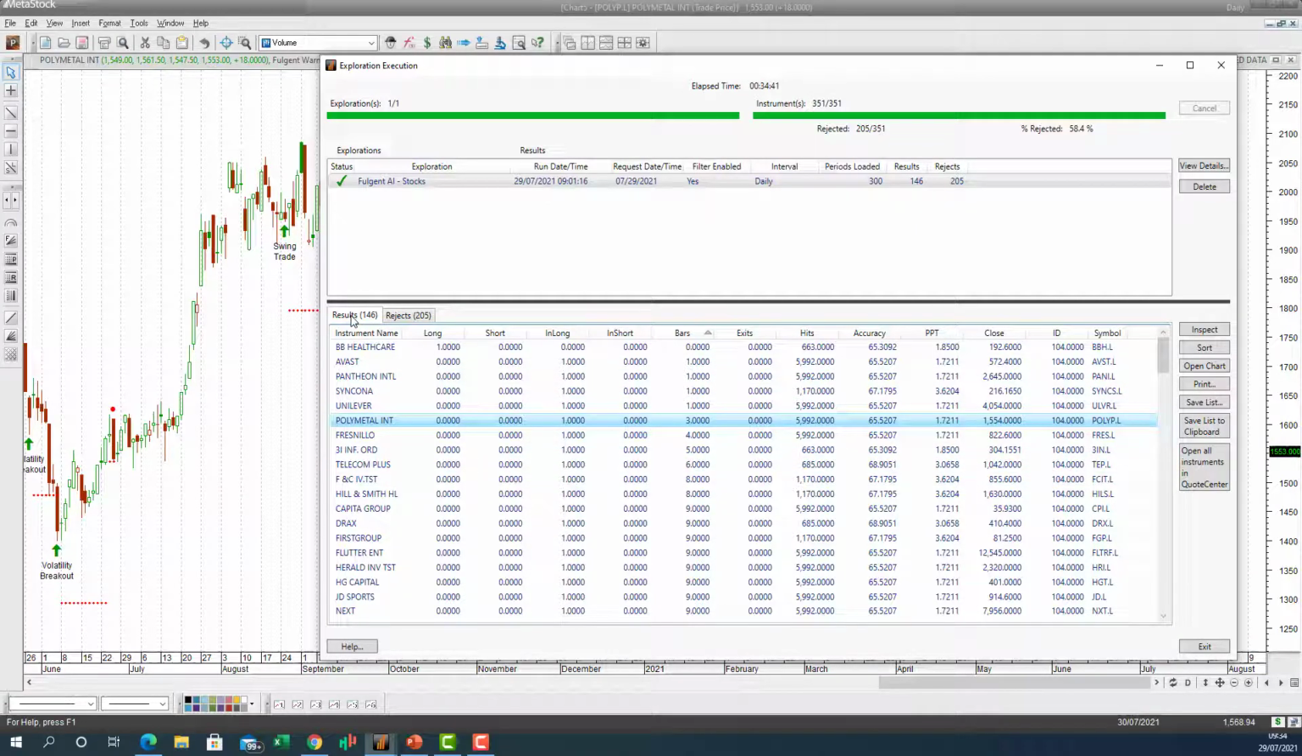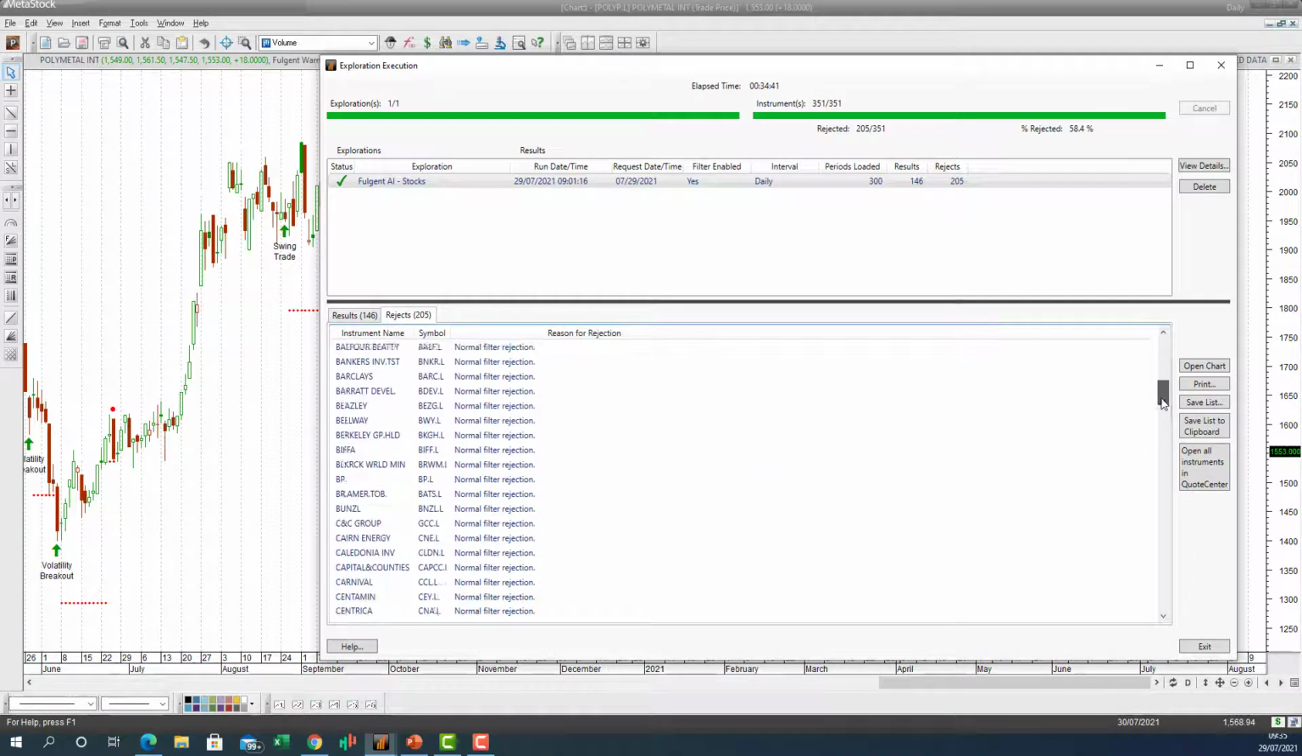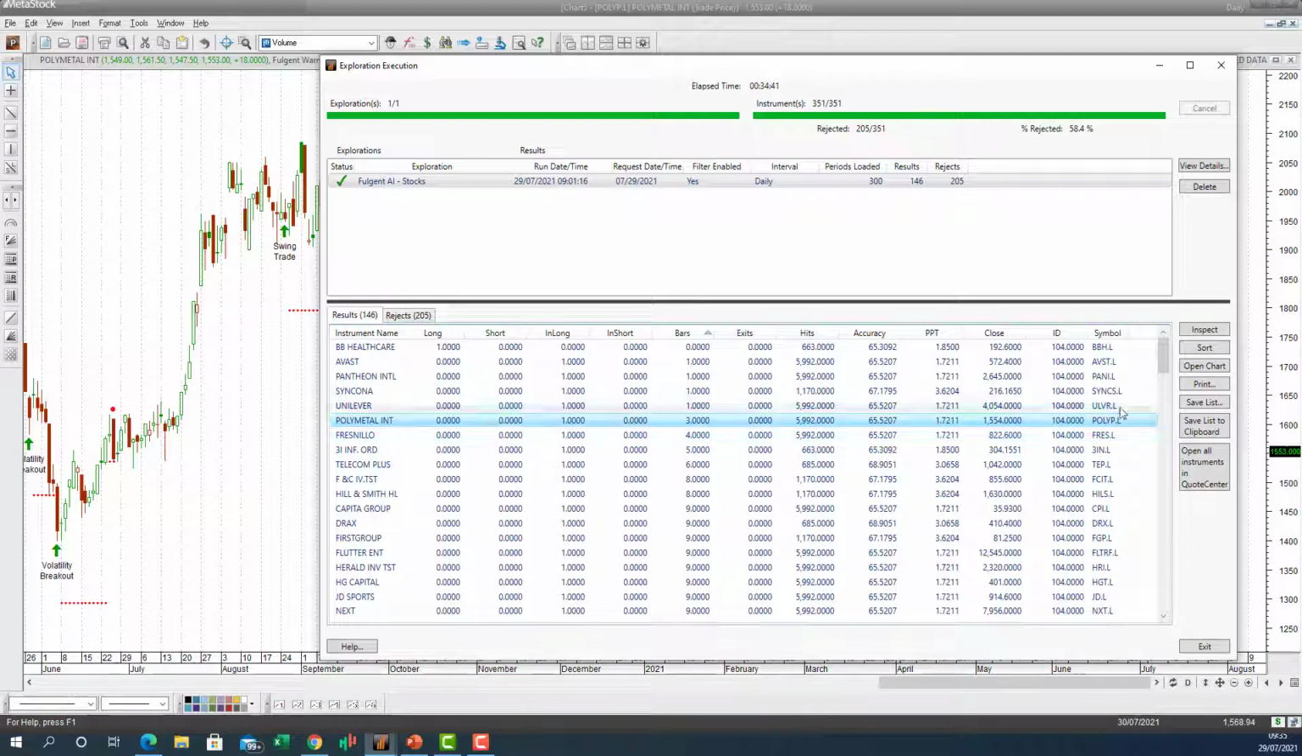There's 146 trades where the AI is either in a long or a short. If there's a 1 in the long column, it means the AI is in a long position there, and if there's a 1 in the short column, it means there is a short position. 205 rejects out of the 250. Normal filter rejection tells you that either the AI has reached its profit target in that particular instrument or that the AI has hit its stop loss. We'll look at some of those at the end of the show. But we've got 143 trades that are already on.